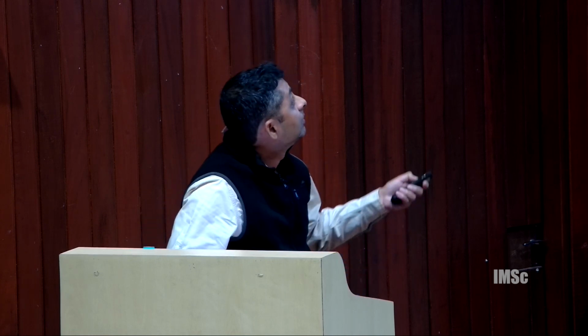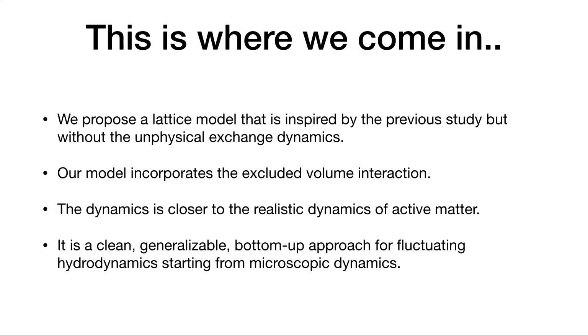Okay, so this is where we come in. We propose a lattice model inspired by this previous model, but without this exchange dynamics, which we call unphysical exchange dynamics, because if you are thinking of actual active particles, they cannot cross each other if they are on the same lane. So it strictly incorporates excluded volume, the hardcore interaction, because even though the other model has exclusion, particles can still go through each other. In that sense, this dynamics is closer to a realistic dynamics of active matter.